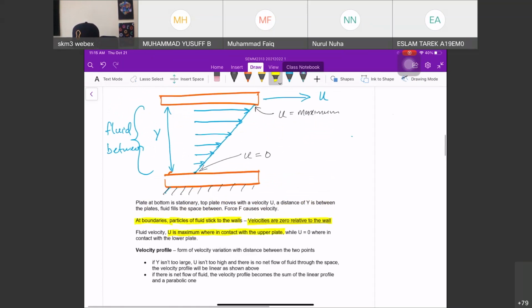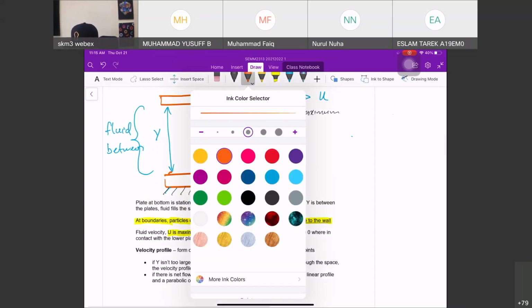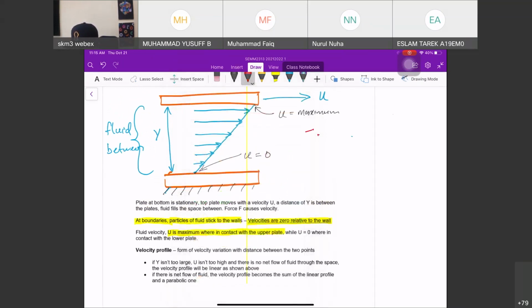From here, the velocity profile forms the velocity variation. So the whole thing, this one, we call a velocity profile. Okay, this is a profile. Okay, this is the profile.